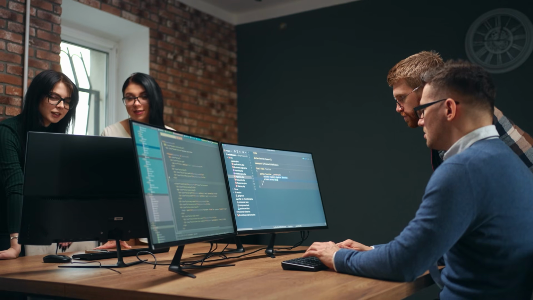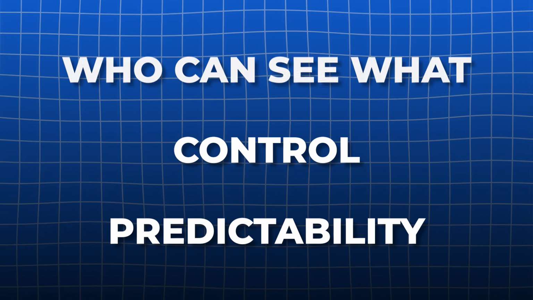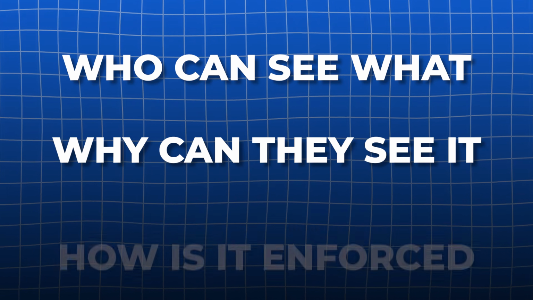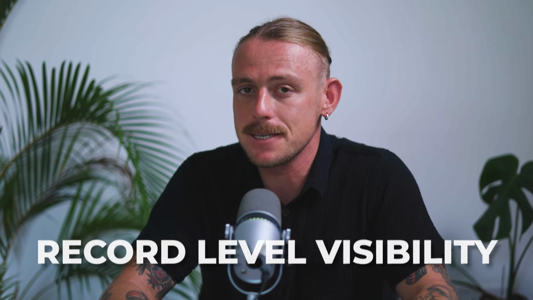When people think backend, they often think developers, servers, codes, infrastructure. But for most service-based businesses, the backend really means three things: clarity, control, and predictability. Who can see what? Why can they see it? And how is that enforced? And this is the first win that we see with Noloco. It handles role-based access and record-level visibility. And second, the data that people are viewing also lives in Noloco.